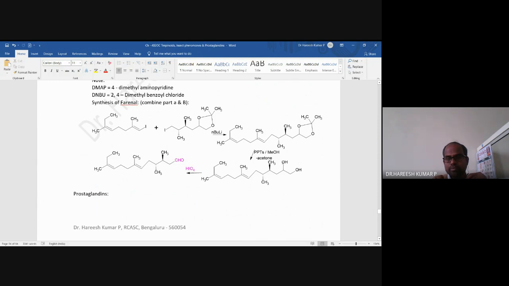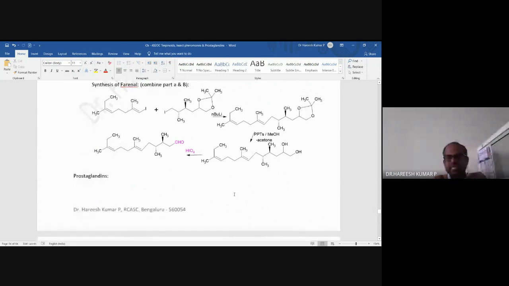Once a new carbon-carbon bond is formed, here PPTS is one reagent. I will tell you what PPTS is at a later stage. What it will do is cleave this particular ketal, so the ketal is converted into a free hydroxy group. Here acetone will be the leaving group. And you know that this is a diol, a vicinal diol. When it is treated with periodic acid, there will be a breakage here, and this carbon is converted into CHO. And you know the name of this compound itself is called Farnesal.